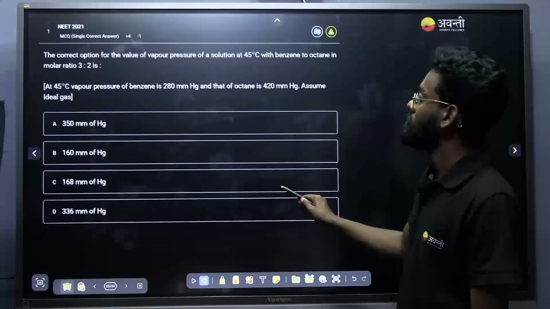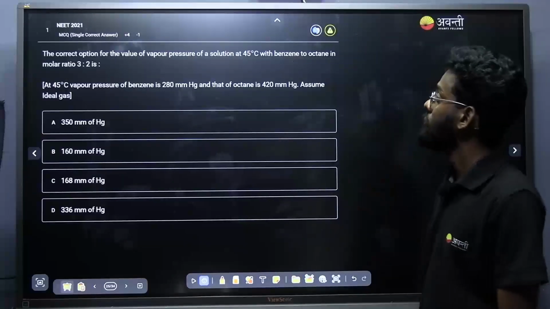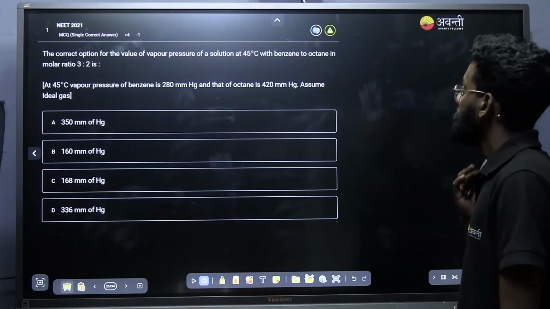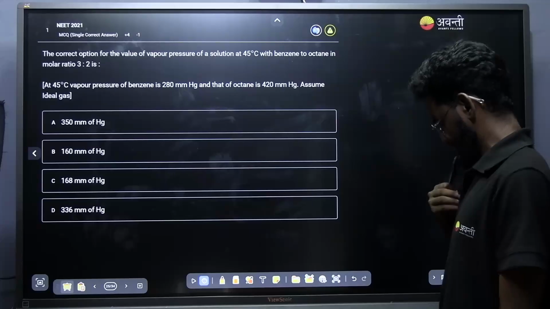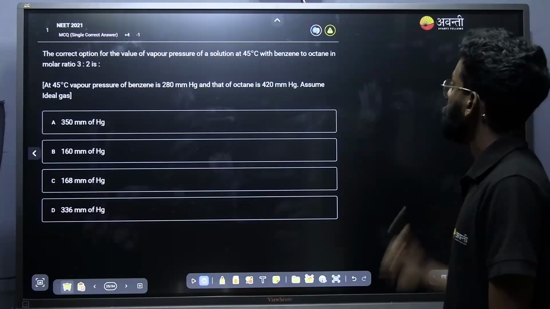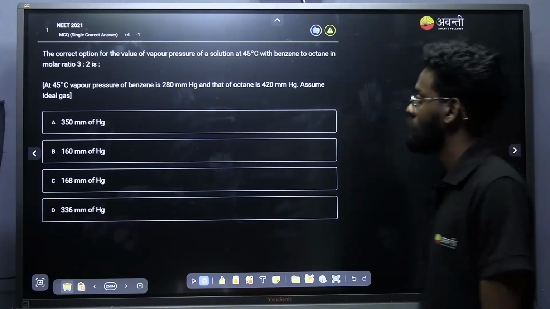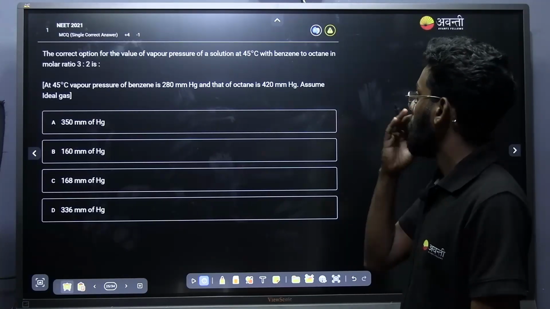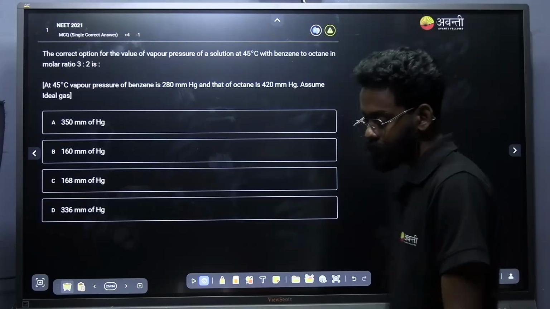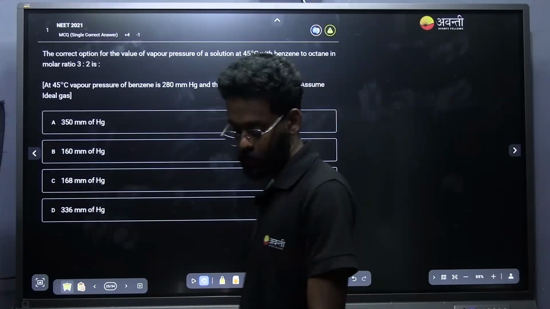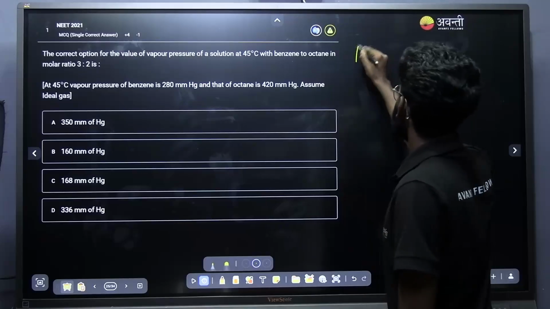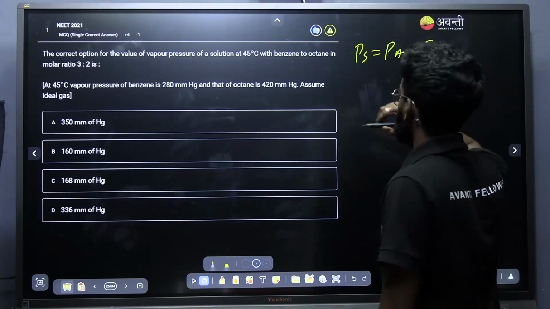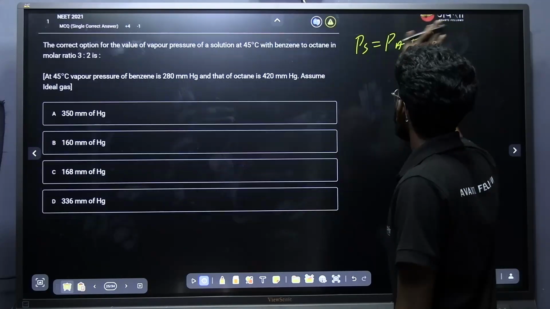Okay, next question is NEET 2021. The correct option for the value of vapor pressure of a solution at 45 degrees Celsius with benzene and octane in a molar ratio of 3:2. Benzene and octane. What is asked is the vapor pressure of a solution. We know that vapor pressure of a solution Ps is equal to PA plus PB. Here A and B I am writing as benzene and octane.